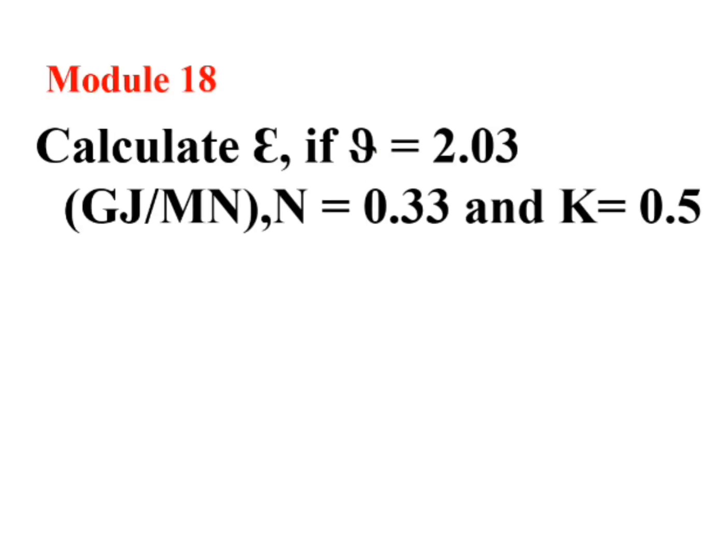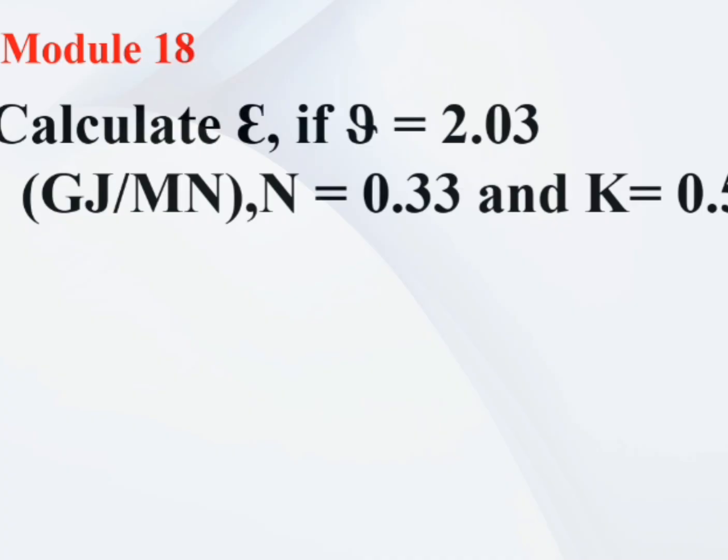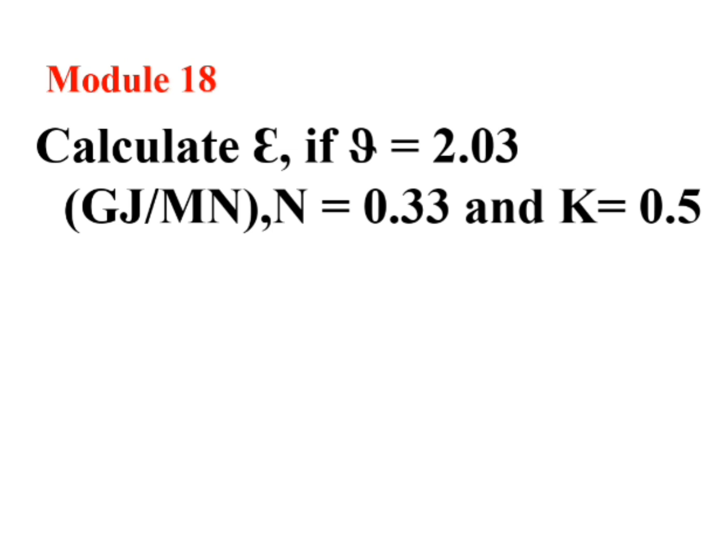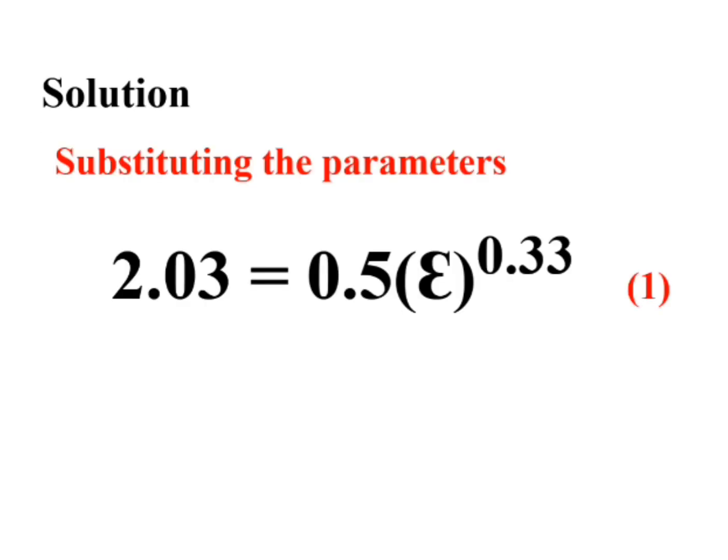Now, let us go into the problem solving concerning this energy requirement and its relationship with tensile strength of the material. Now, the question says, calculate the gross energy requirement if the tensile strength is 2.03 gigajoules per meganewton. And then the empirical constants are still the same. N is equal to 0.33, while K is equal to 0.5. When we substitute these values into the model, we'll have this, and that's exactly what we have in the first page of the screen.